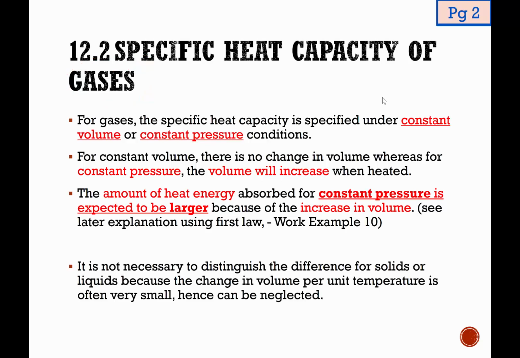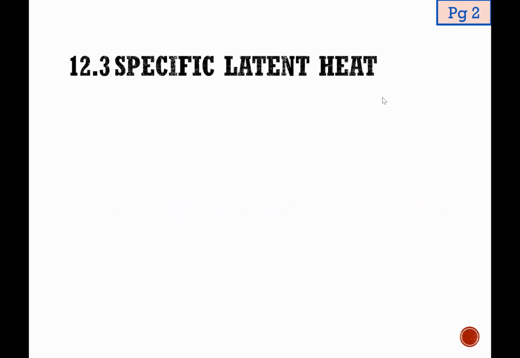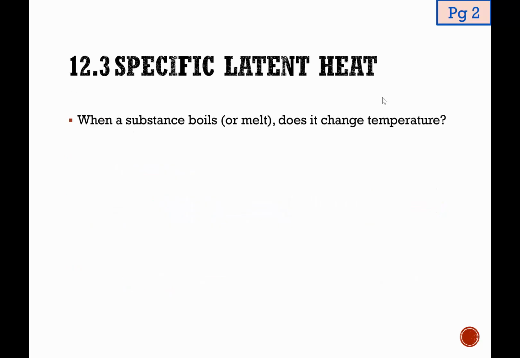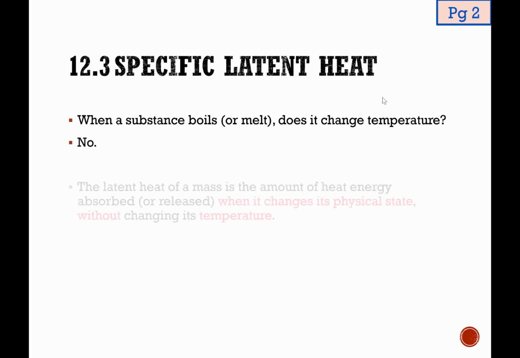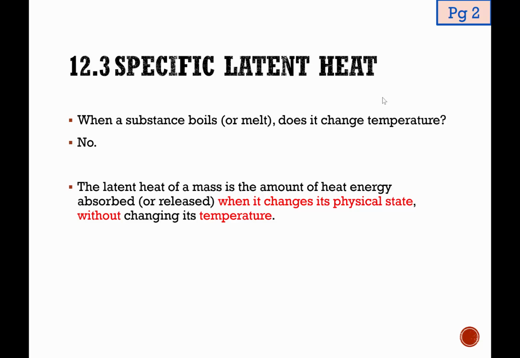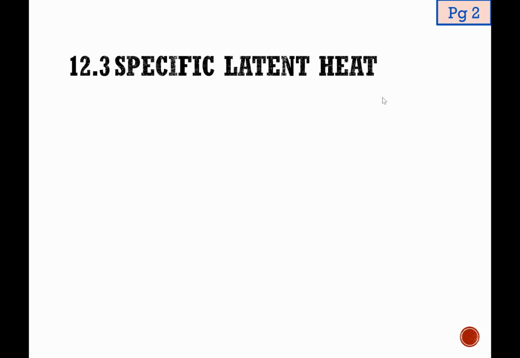Specific heat capacity is all about the thermal energy, how much thermal energy is required to raise temperature without a change in state. So obviously, there must be another category of heat where it is all about changing state without a change in temperature. And this is what we call latent heat, or specific latent heat for that matter. So for a substance, when it boils or when it melts, it doesn't change temperature, okay? Because the heat that is provided in this case, which we call the latent heat, is actually the amount of heat energy absorbed that is helping it to change state without changing any temperature.